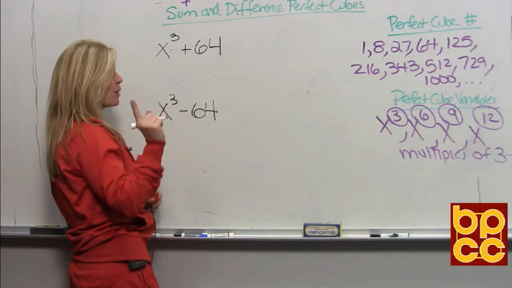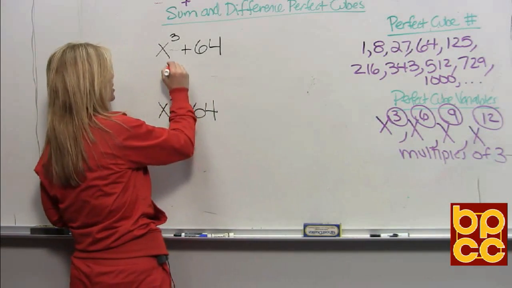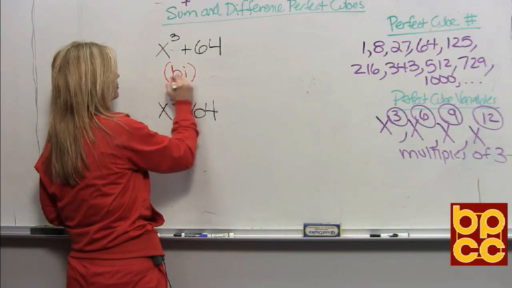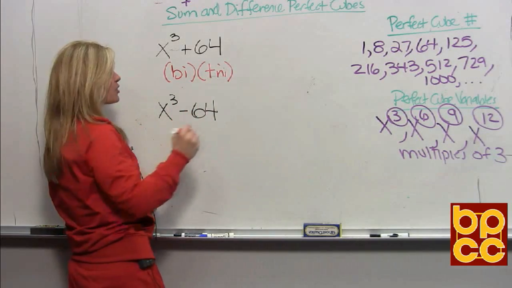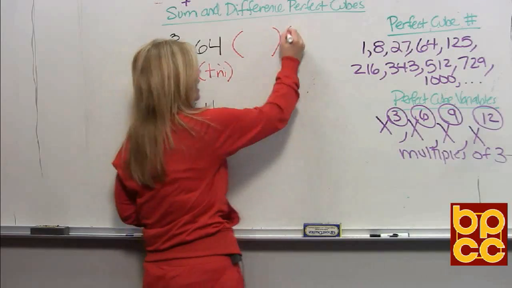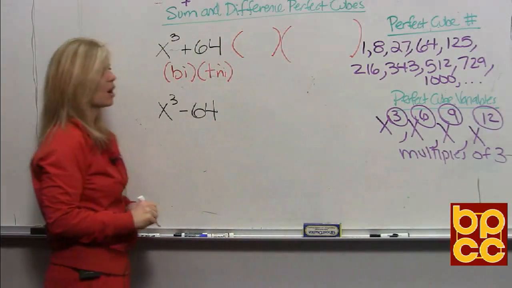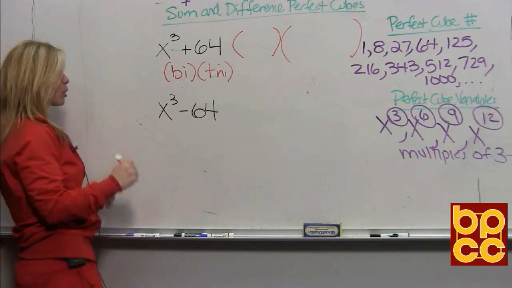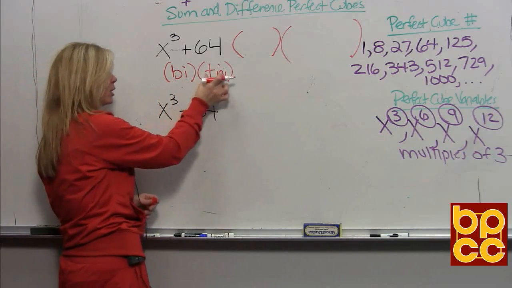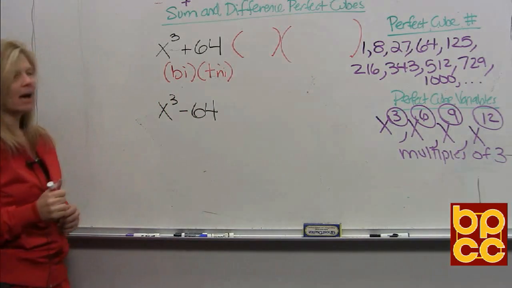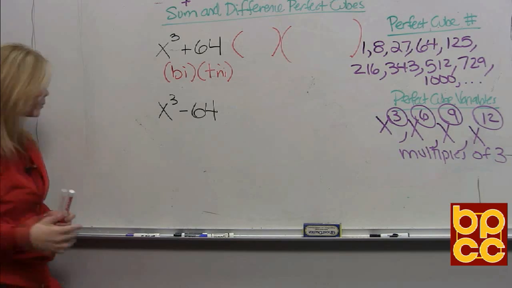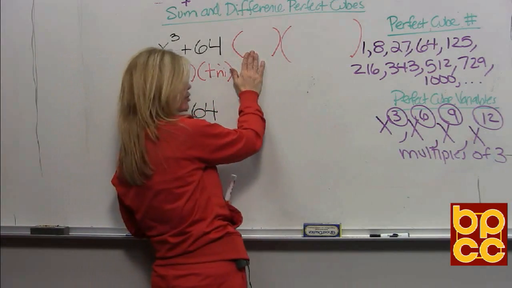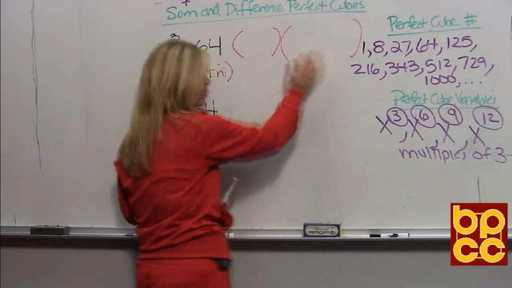To factor always a perfect cube, it is always going to be a binomial times a trinomial. So you are always going to put a little parentheses and a big parentheses. Always. To factor a perfect cube is a binomial times a trinomial. Now the way I understand this is I have to think of it in words. You're going to make the binomial first and then do the trinomial.